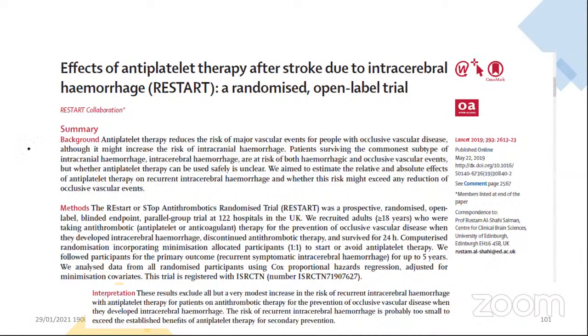Despite this, the results of the RESTART trial exclude all but a very moderate increase in the risk of recurrent intracerebral hemorrhage if you restart antiplatelets. But their median time of restart is almost 80 days. So after 80 days, almost 3 months, they started antiplatelets again. But people have started within 7 days, within 1 week also. The maximum number of patients in this trial started after 90 days. So we really don't know.